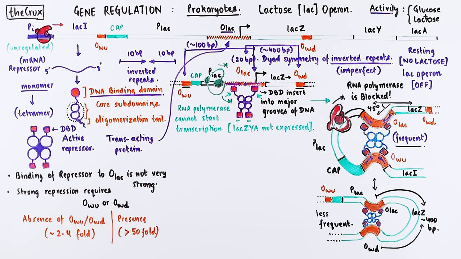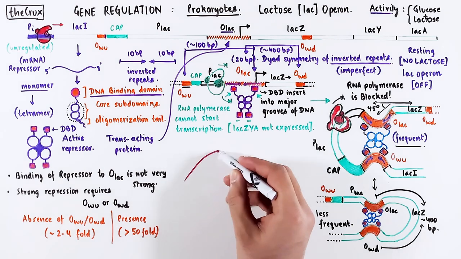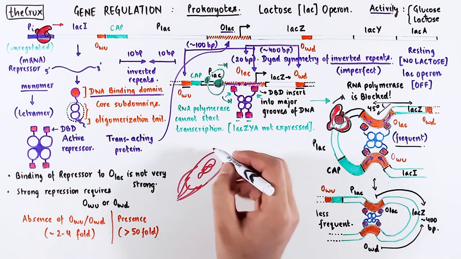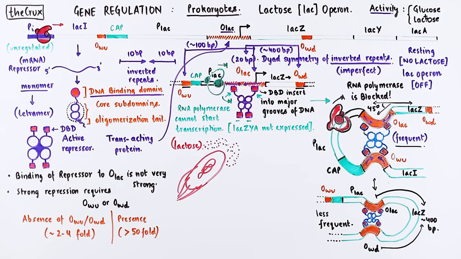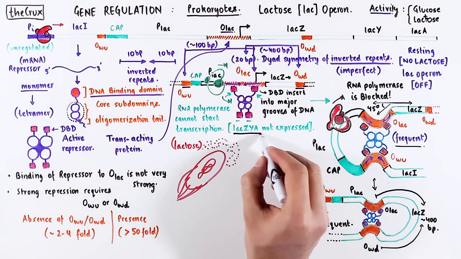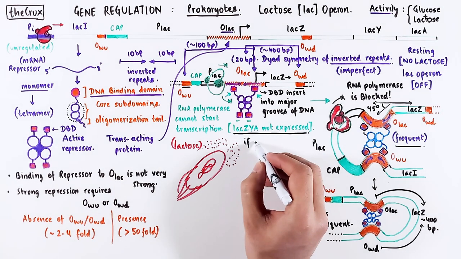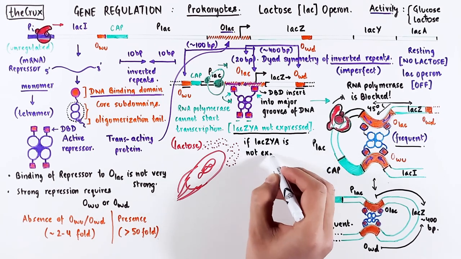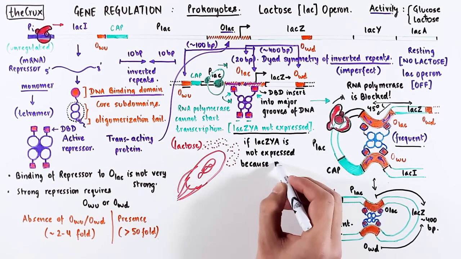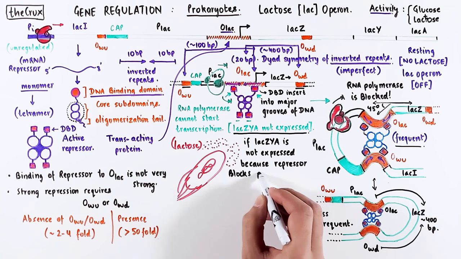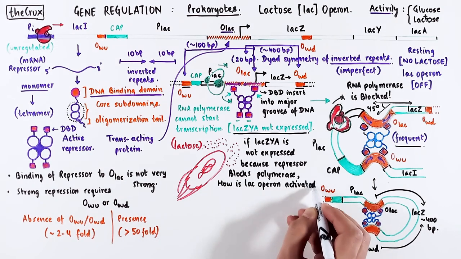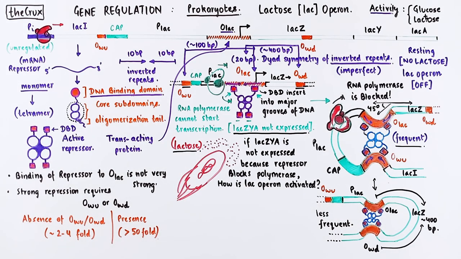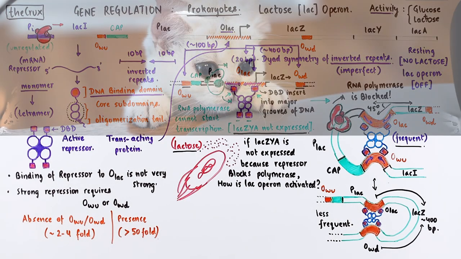Okay, now let's focus on a subtle misconception that people often overlook. Say there is a bacteria floating around and it suddenly encounters lactose in the environment. But in its resting state, when the lactose was not present, the LacZYA is not expressed, as we just discussed. And the question then becomes, if LacZYA is not expressed, because we have established that the repressor blocks the RNA polymerase, then how is Lac Operon even activated? How does lactose even get into the cell? You can pause this video and think about it.